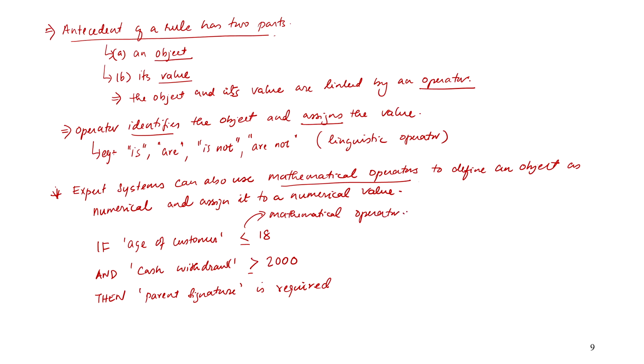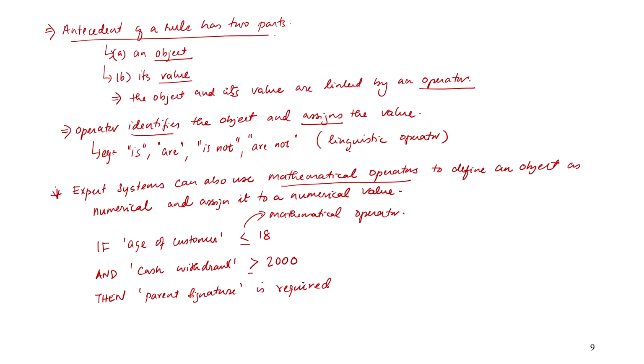Okay. So, this probably gives us an overview of the rule and the two parts of the rule, how production rules are represented as if-then with the antecedent and the consequent part, and how the antecedent has two parts, an object and a value, and how an operator links the object to the value, and what a linguistic operator and a mathematical operator are. We also see that it does not have to be a linguistic value, it can also be a numerical value. With this, we come to the conclusion of this particular lecture.